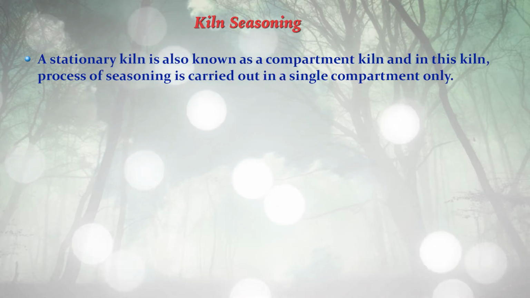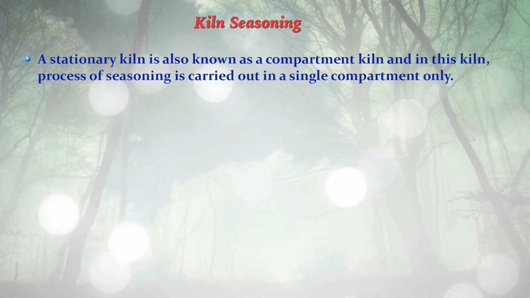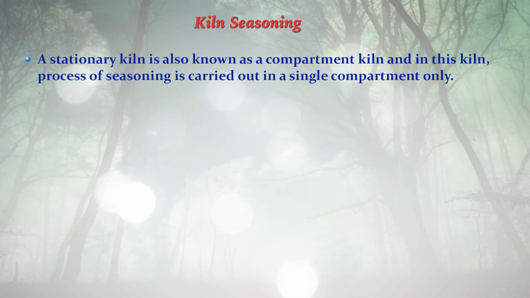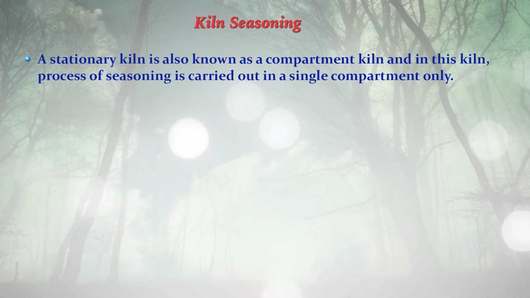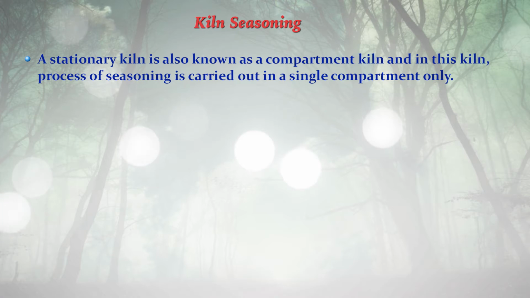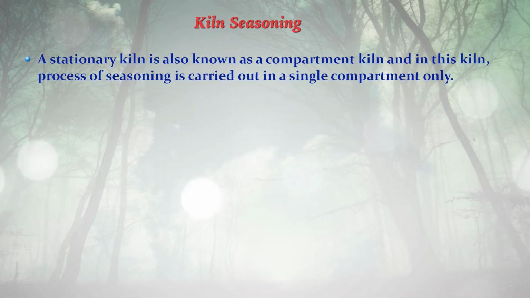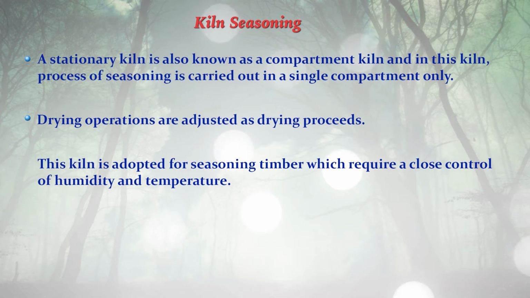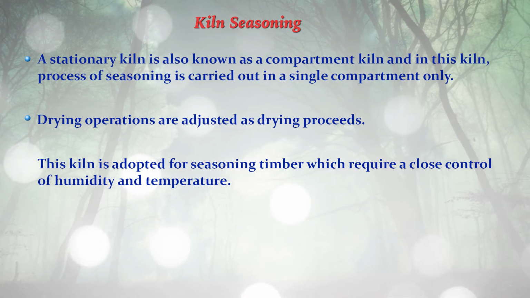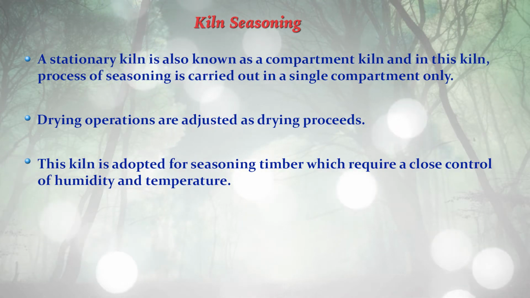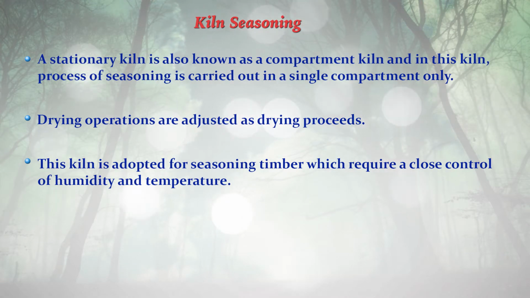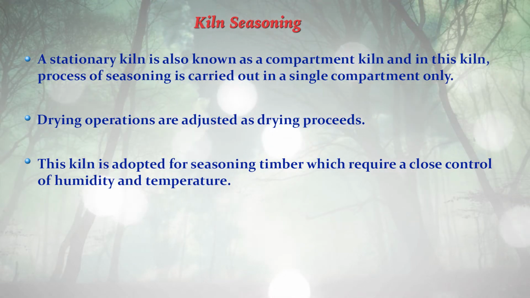A stationary kiln is also known as a compartment kiln, and in this kiln, the process of seasoning is carried out in a single compartment only. Means one compartment is used for the seasoning. Drying operations are adjusted as drying proceeds. This kiln is adopted for seasoning timber which requires a close control of humidity and temperature.